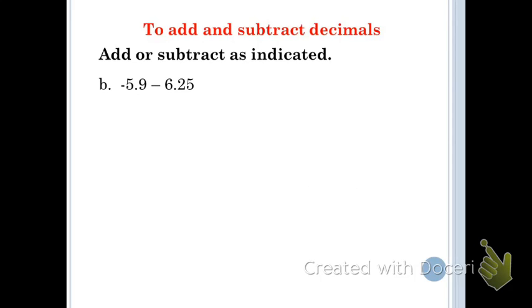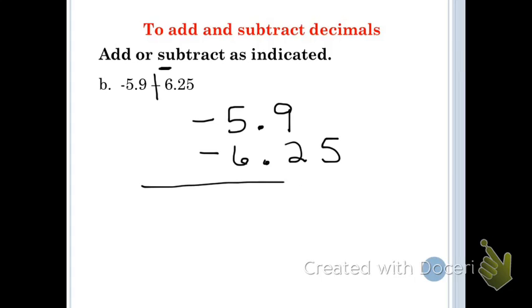Add or subtract as indicated. I'm going to change my subtraction to addition, which makes the 6.25 negative. Notice my signs are the same now. I have a negative 5.9 and a negative 6.25. My signs are the same, so I'm adding. I'm going to put a 0 here as a placeholder.